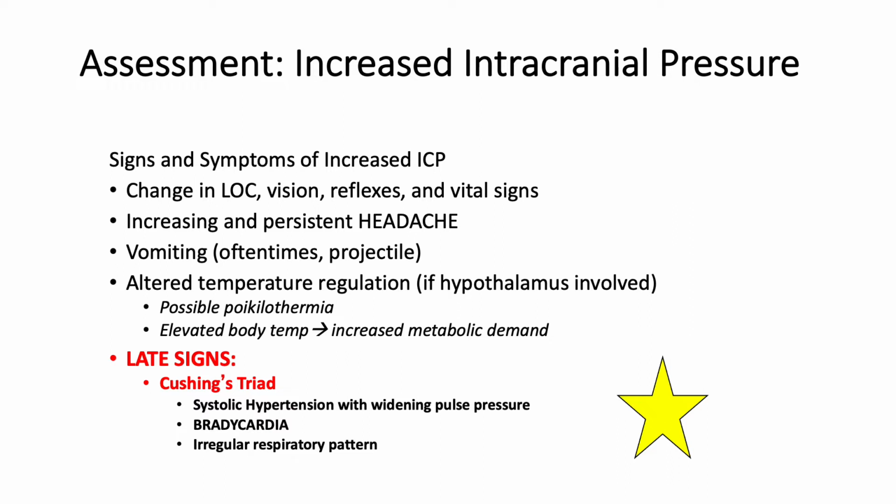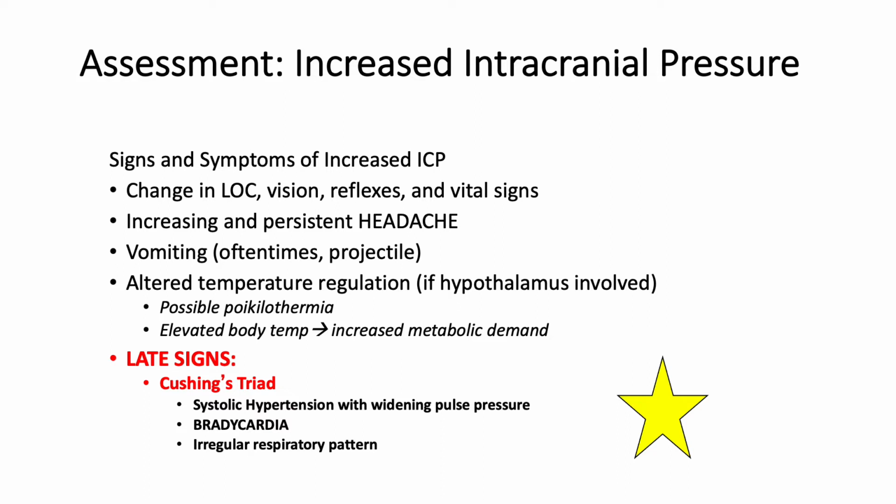So starting off with that blood pressure of 190 over 85, we have a wide pulse pressure. That difference between systolic and diastolic pressure is growing. And that systolic hypertension, that high systolic pressure, is actually the body trying to overcome the pressure in the skull, so it's trying to perfuse blood to the brain. It's pushing harder, in a sense, to overcome that increased ICP. So that's the first part of our Cushing's triad.